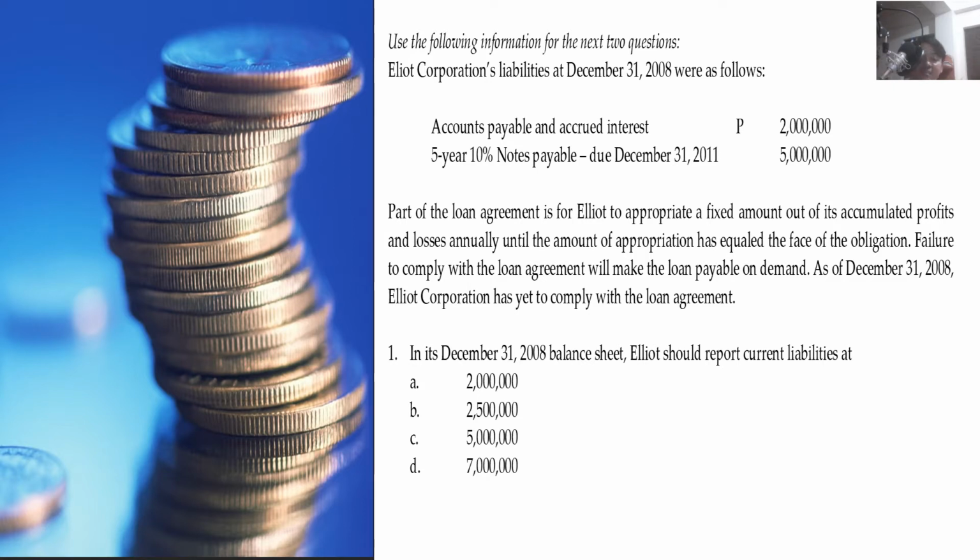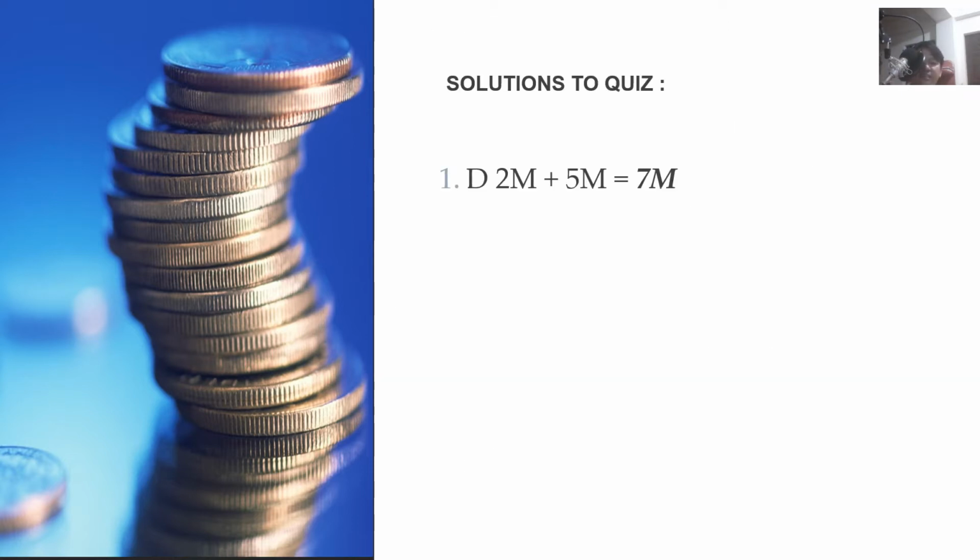So the answer is, so accounts payable na 2 million in general plus its interest is generally a current liability. And then, yung 5 million na liability niya, since hindi siya nakakomply doon sa agreement, magiging payable on demand. So, magiging current liability na rin siya. So, 2 million plus 5 million, the answer is letter D. 7 million.